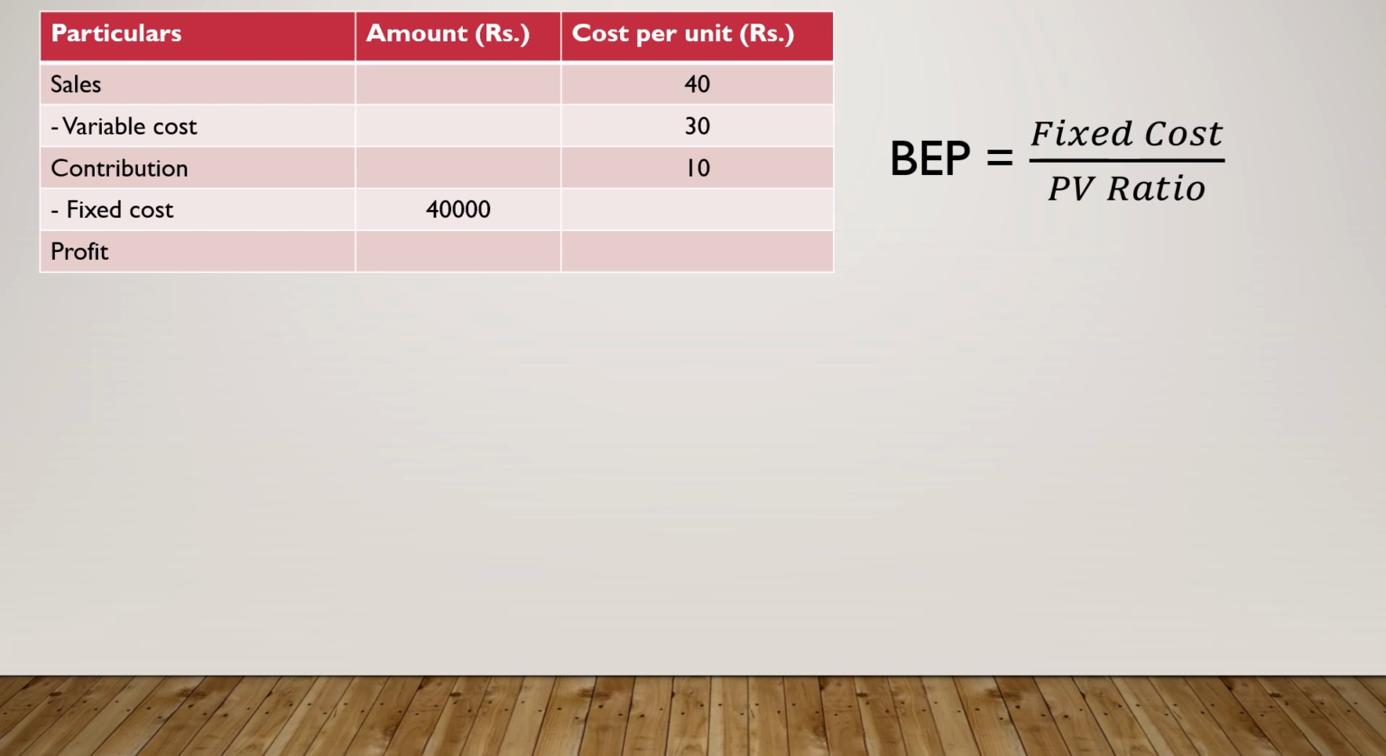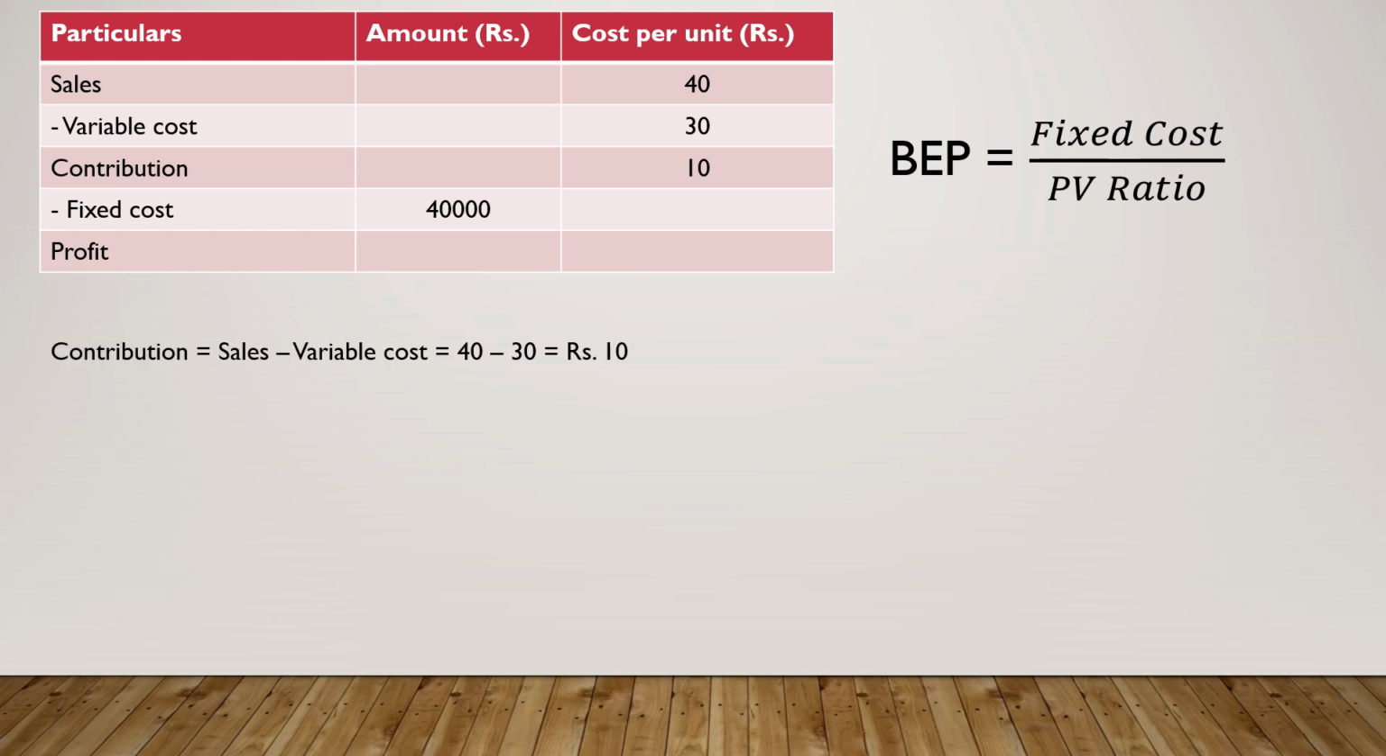Now understand, to calculate break-even point in this, fixed cost is already given in the question, which is 40,000. Total fixed cost is 40,000, whereas PV ratio, profit volume ratio, we need to calculate, it is not given in the question. So first we need to calculate PV ratio and then we will apply this formula.